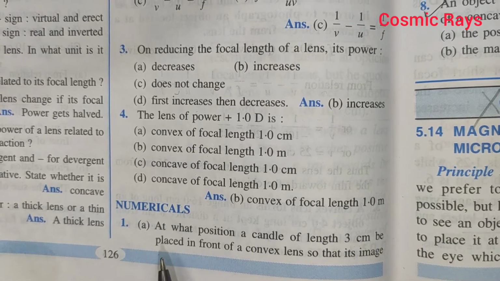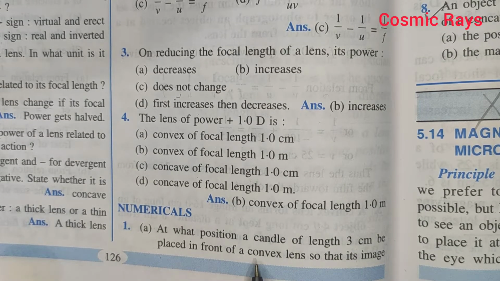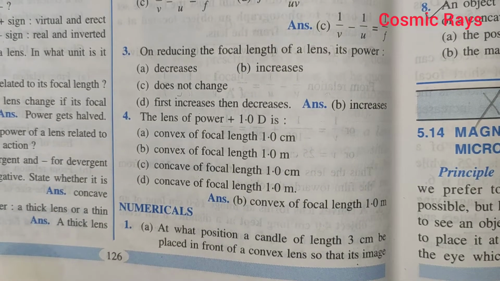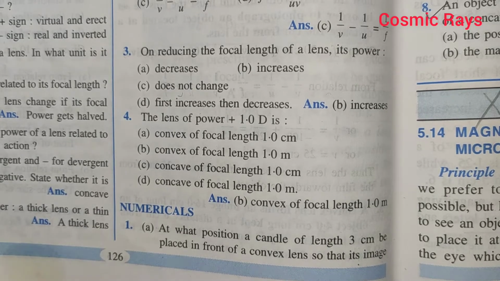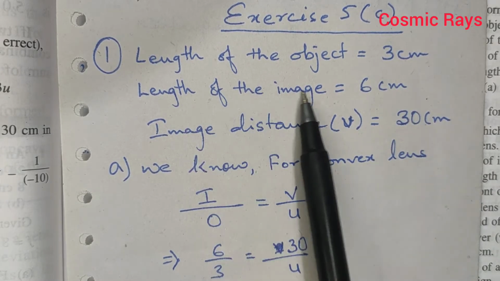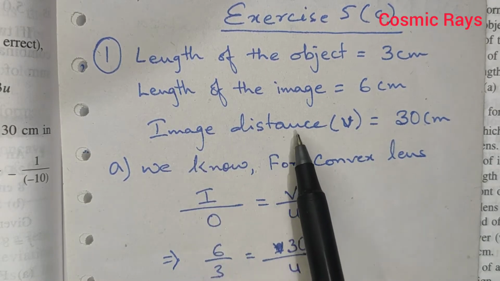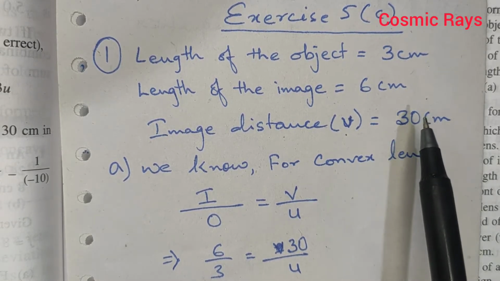The first numerical says, at what position a candle of length 3 cm be placed in front of a convex lens so that its image of length 6 cm be obtained on a screen placed at a distance 30 cm behind the lens, and what is the focal length of the lens in part A. So here we have written the given things, that is the length of the object is 3 cm, length of the image of the object is 6 cm, image distance, that is v, is 30 cm, and the lens that is given to us is convex lens.